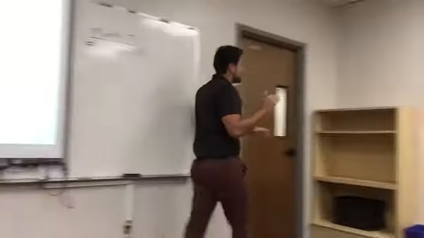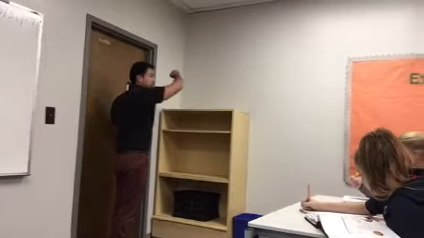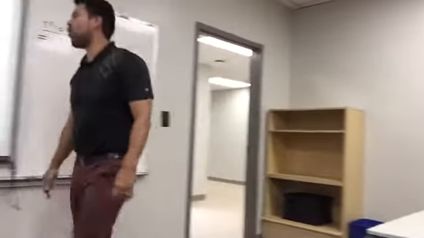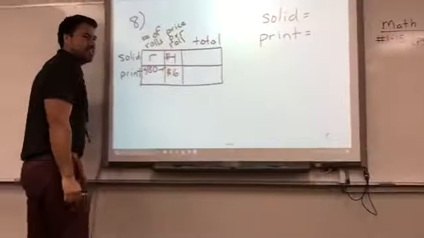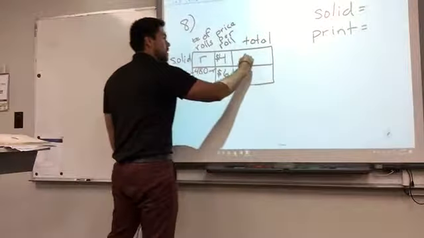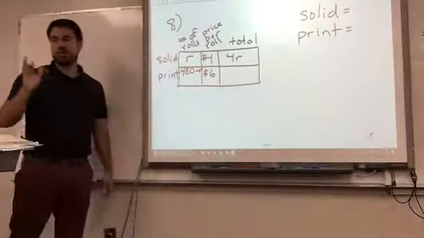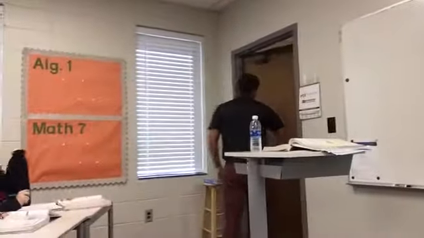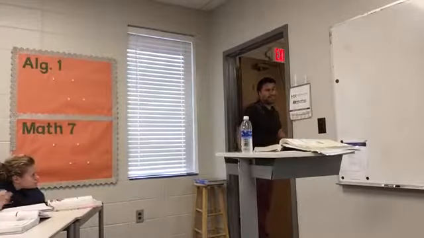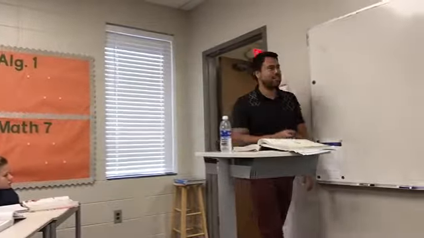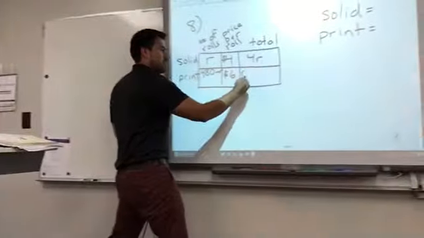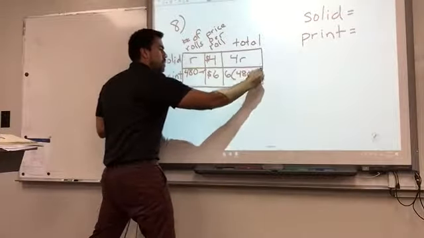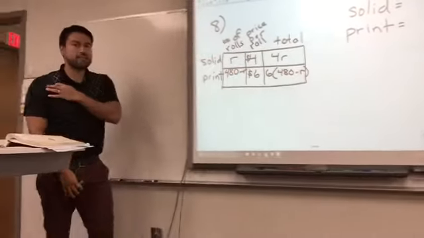Does anyone know what to put in the top right box? 4. Wait, how'd you get that? Multiply these two together, you get 4R. Very nice. That's it, 4R. But then how would I get that second empty spot? I can't do that one. Yep, why? 6 times 480 minus R, 6 times 480 minus R in parentheses. Good. That's it.